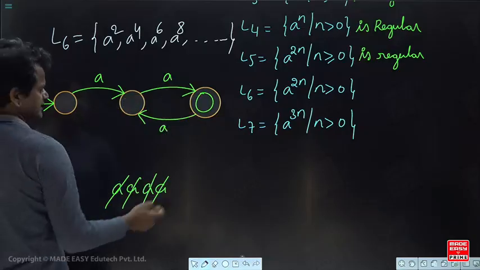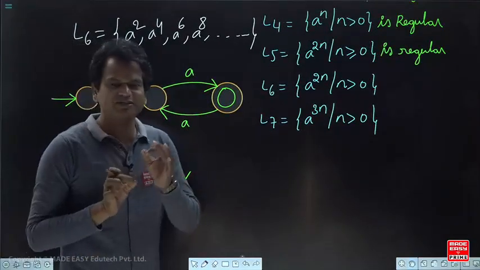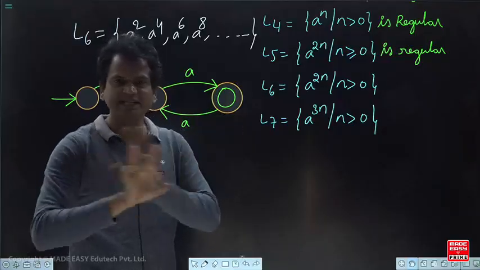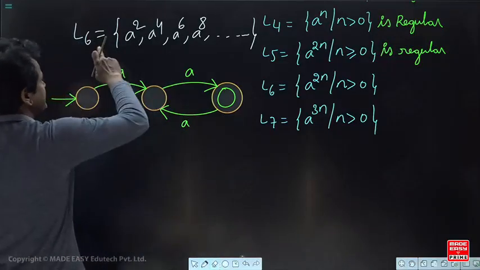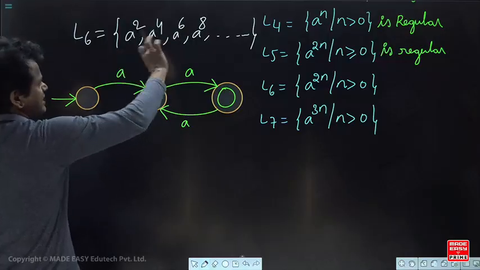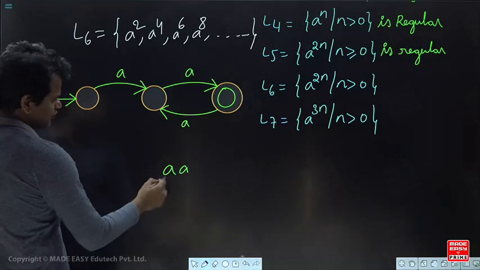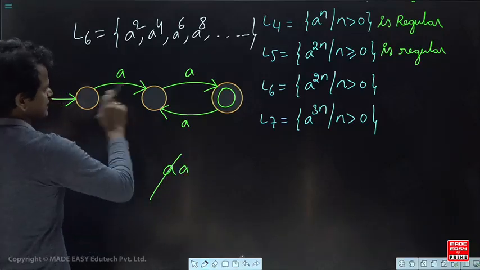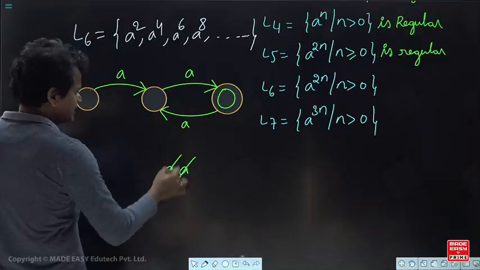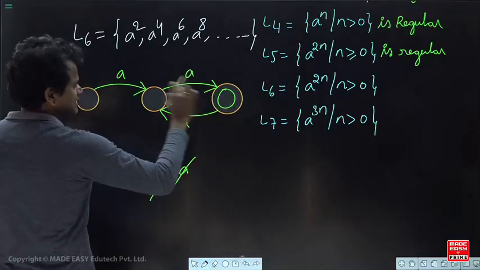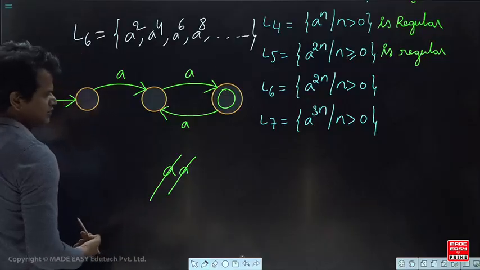The 4th a is a final state. See, guys, it is accepting everything based on changing the state, but the machine can never count that. See here, what is the language? L6, a square, a power 4, a power 6, even number of a's. If I give this one, it cannot count that a's are 2. What it can do, from initial it will go to another state, which is non-final, not accepted. Suppose one more a comes, it goes to final, and the final state accepts, because a's are 2.